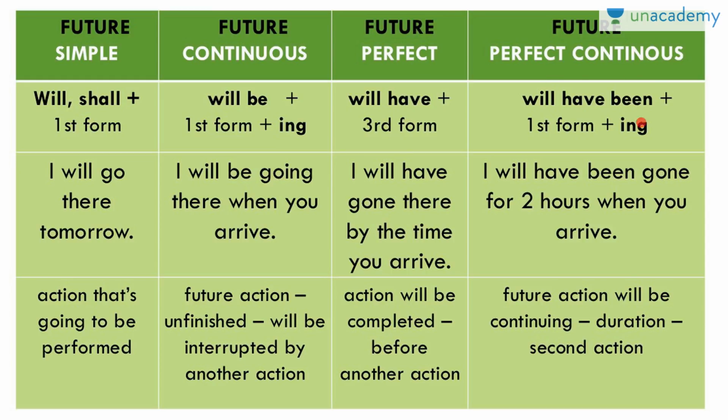The future perfect continuous tense has the form will have been plus the first form of verb, and then you add an ing because it's the continuous tense. So the future action will be continuing, and then you add a duration. You generally do add a duration, and then there's the second action. I will have been gone for 2 hours when you arrive.